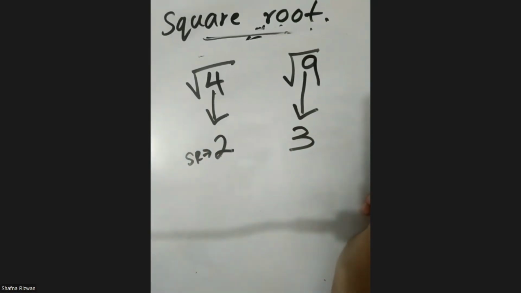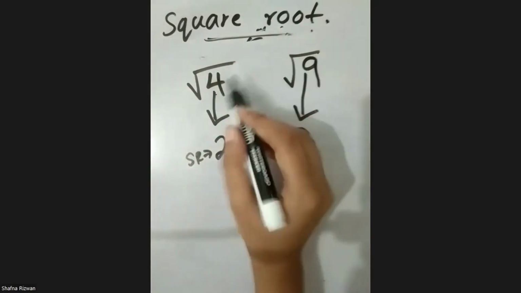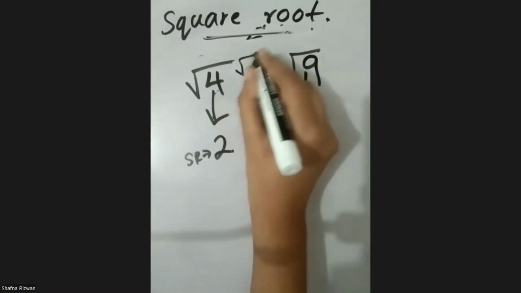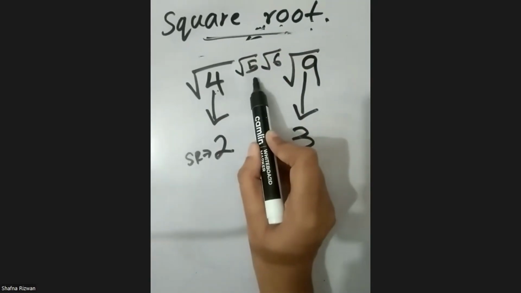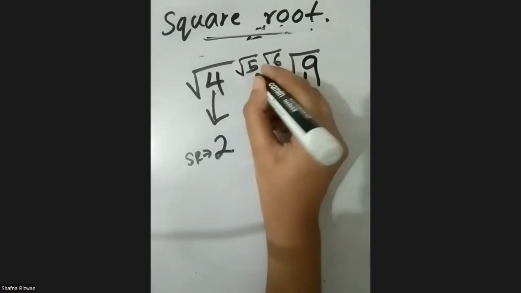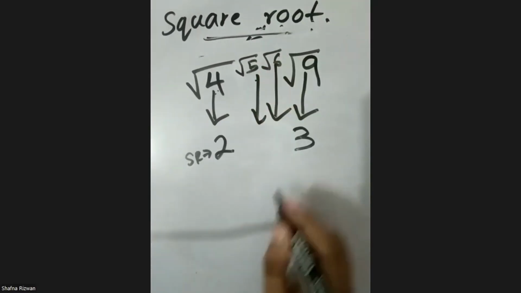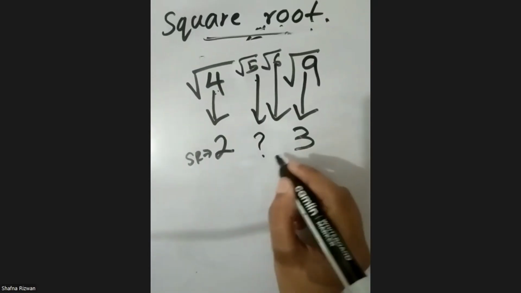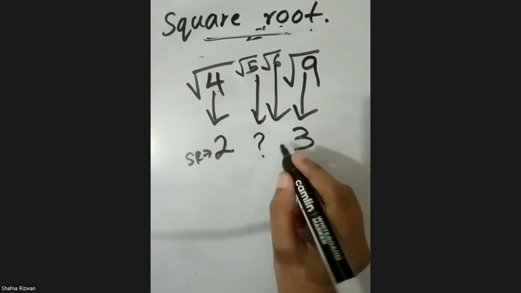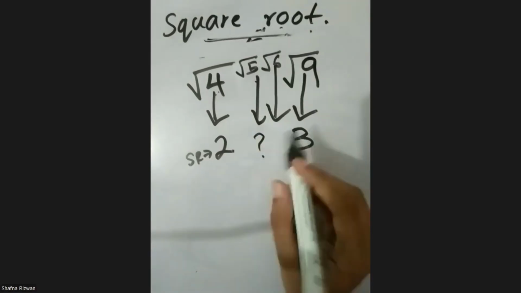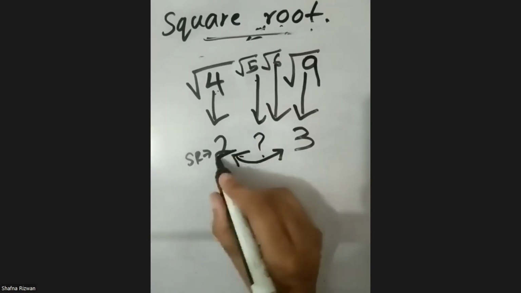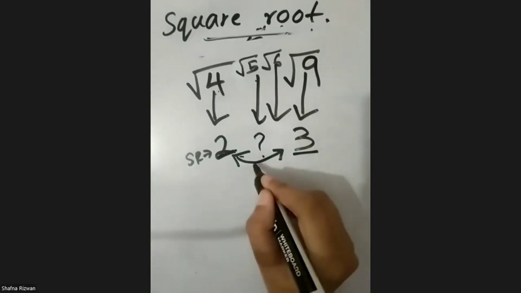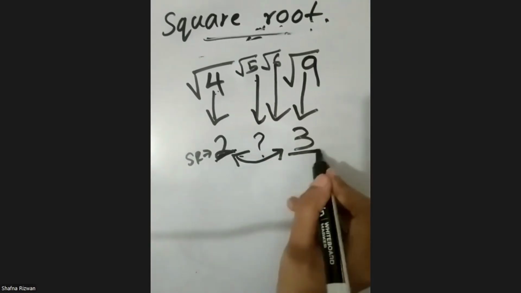Now say that I'm taking any number in between 4 and 9. I'm taking 5 or I'm taking 6. Whenever I get a number like this, what should I get as my square root? Do you all know that? No, you don't know what your square root will be. But you all know one thing: that number should be between the values 2 and 3 only.